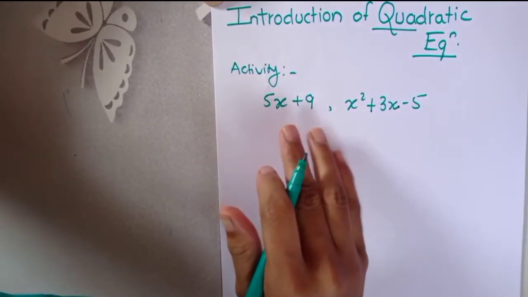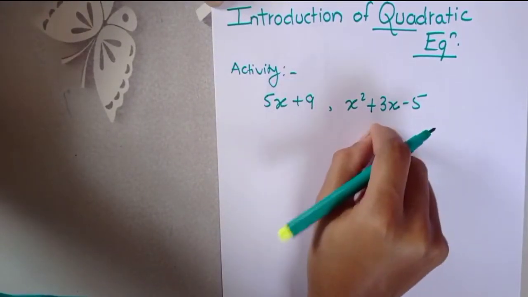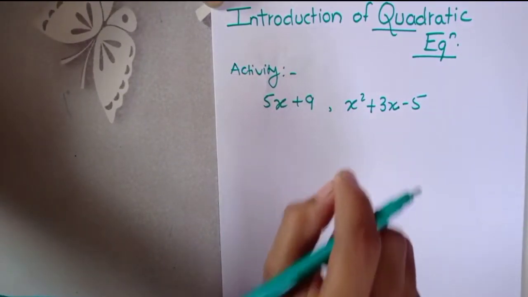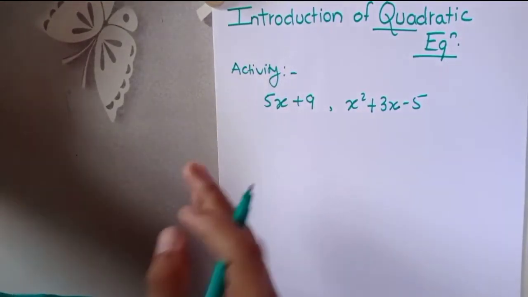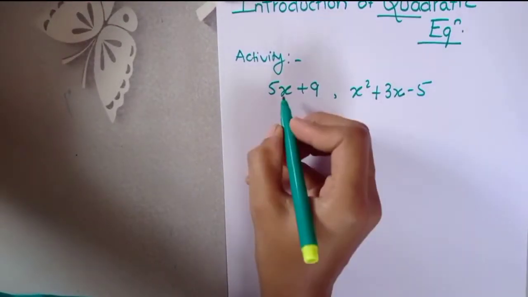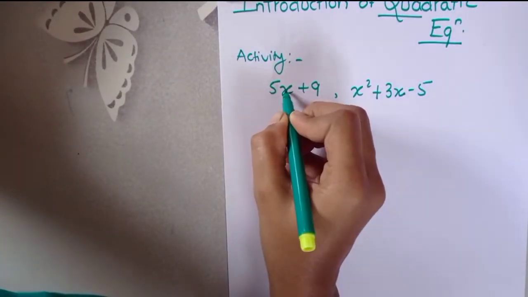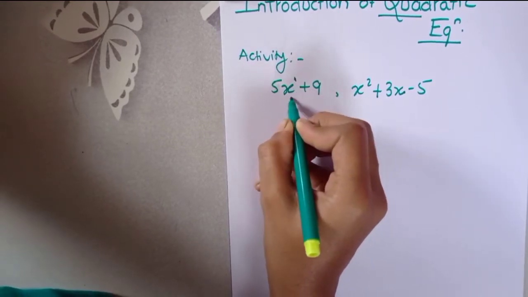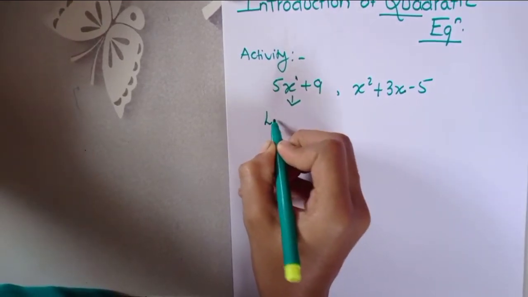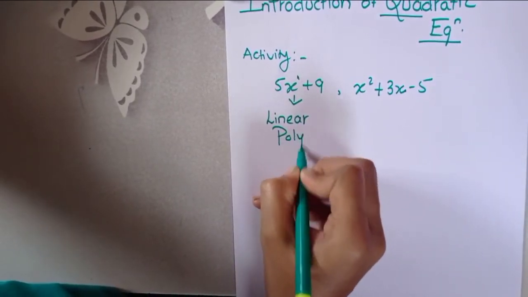Now if someone asks you which polynomial is a linear polynomial and which is a quadratic polynomial, how do you identify them? First of all, we have to see that the degree of the variable x here is 1. Therefore, it is said to be a linear polynomial.